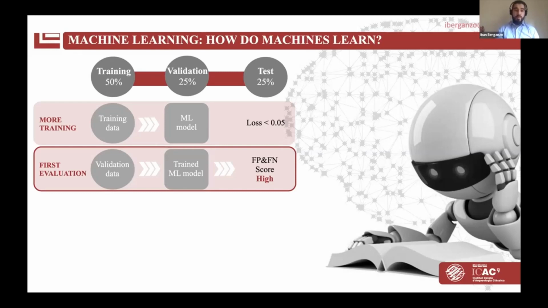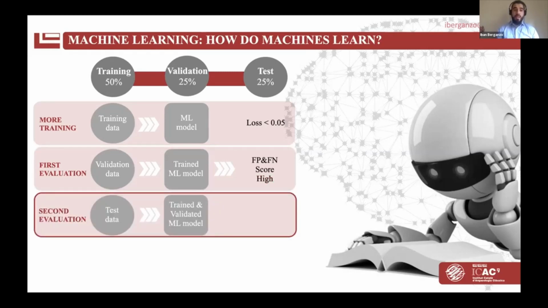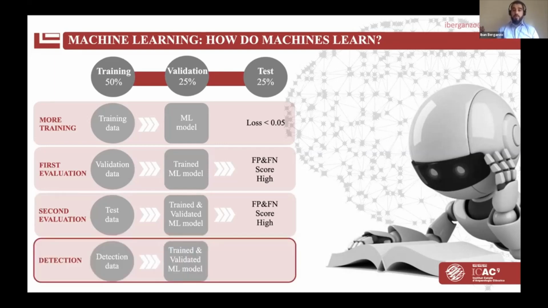So now that it is high, we can make the second evaluation. Now, not with validation data, we use the test data. And again, if the score is high, we can use our trained and validated model to detect other data that we know, new maps that we didn't use in the training step. And after detecting it, we will make prediction classification with a lot of accuracy.